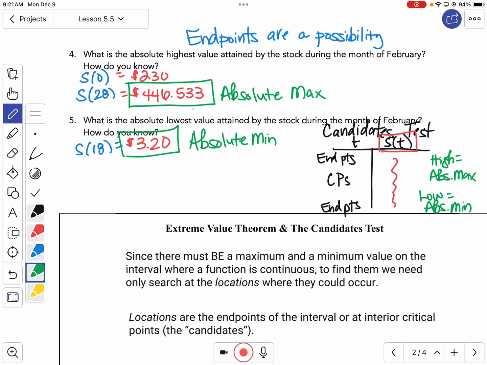The candidates test will for sure show up in a free response. So everything we're going to look at example-wise are free response based. Okay, today we're going to do one that's actually from the 2018 exam.